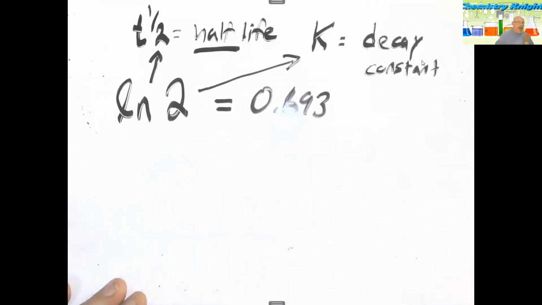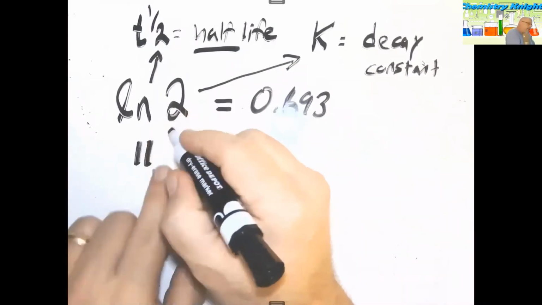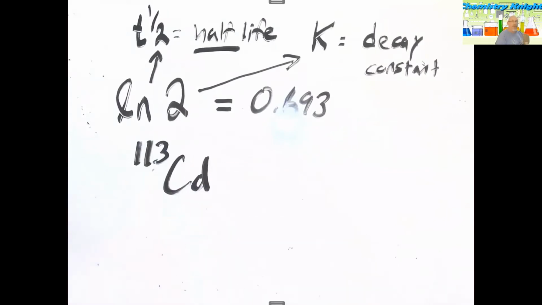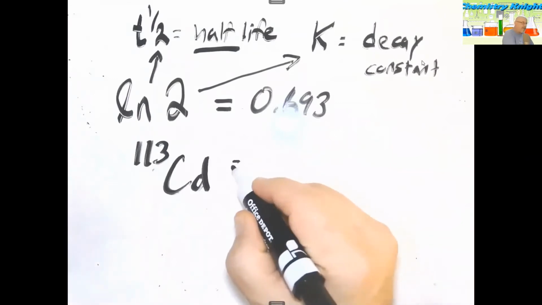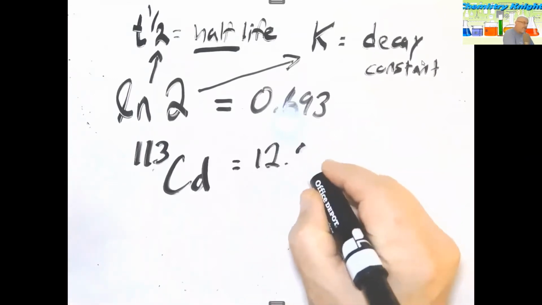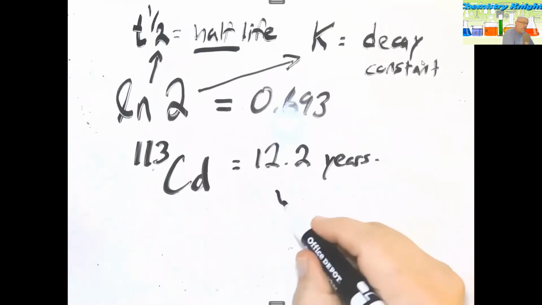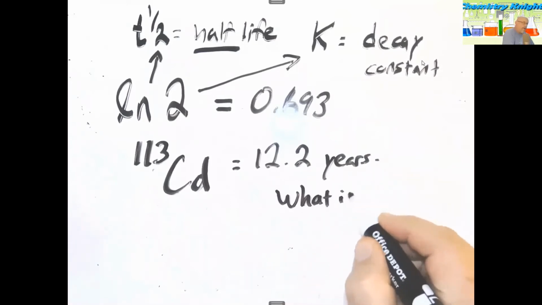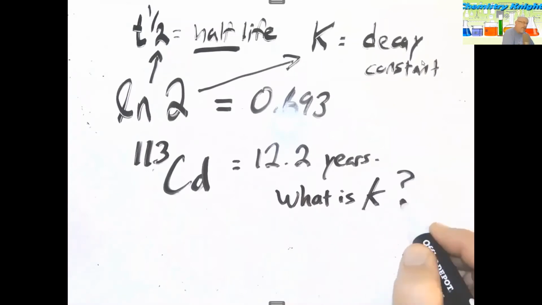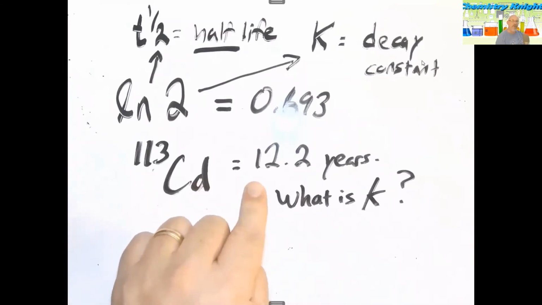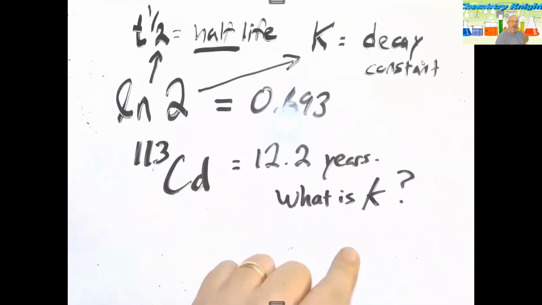Let's take cadmium-113. Okay, cadmium-113 doesn't have a very long half-life. Its half-life is 12.2 years. And so my question is, what is the decay constant for this isotope? If this particular isotope, cadmium-113, has a half-life of 12.2 years, what is K?